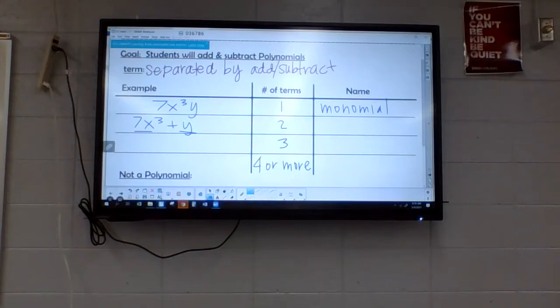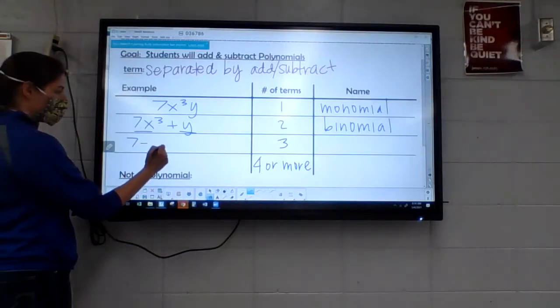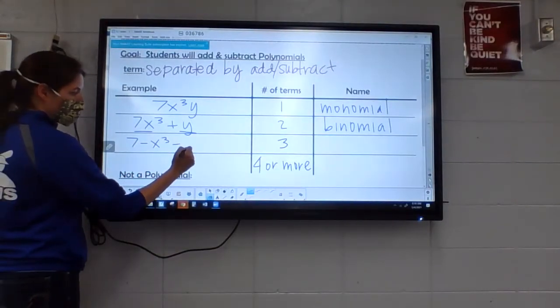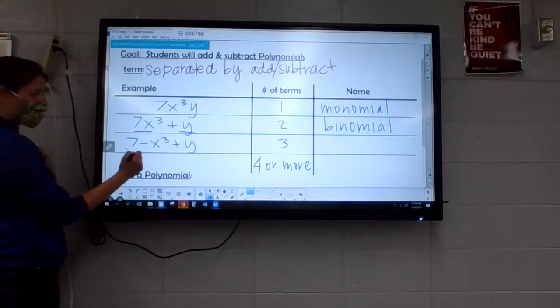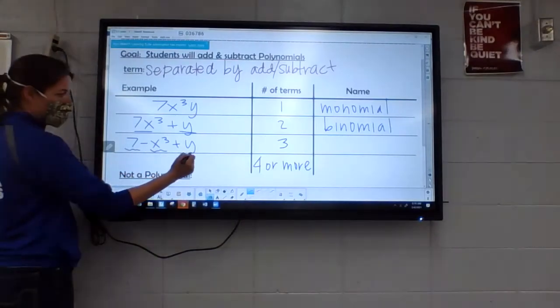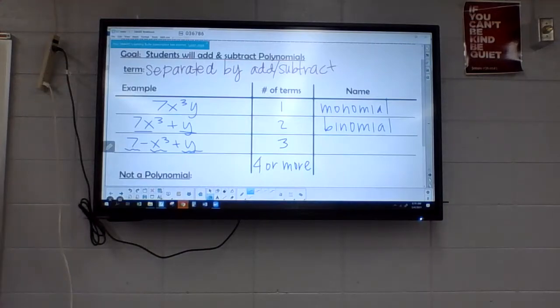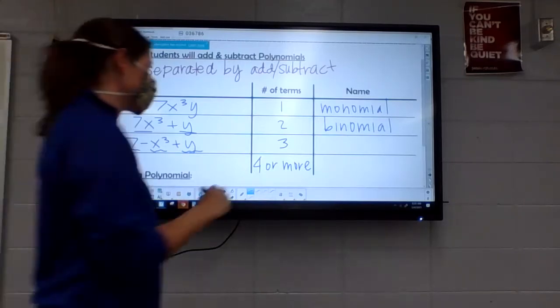Now what we're going to do is add another sign. So now I added a subtraction. But now this has 1, 2, 3 terms. So it's the same values, but now I have those addition and subtractions separating it. So trinomial, like a tricycle.